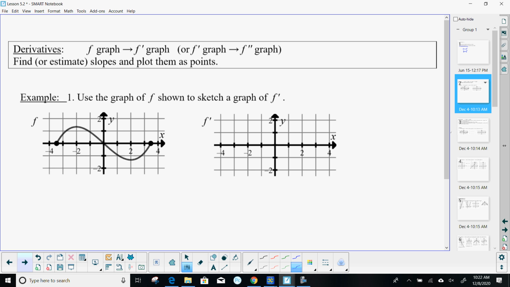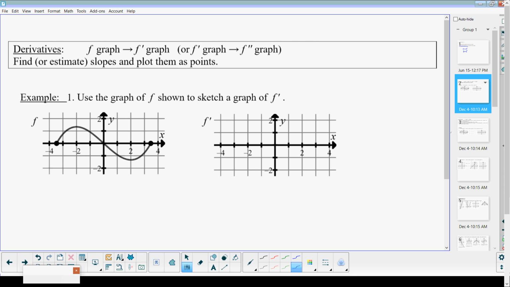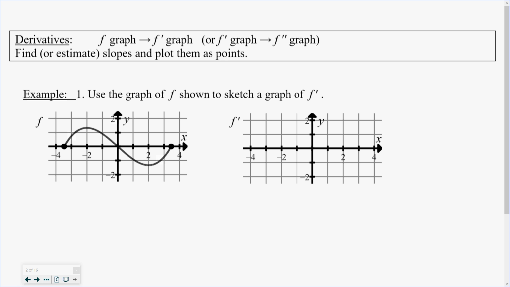So let's start with this. If I want to find the graph of a derivative, so if I have the function, I want to find its derivative. That could be going from f to f prime, or it could be going from f prime to f double prime. All we're going to do is pick points on the graph and estimate the slopes. And those will give me the positions on the derivative. So let's start right here.